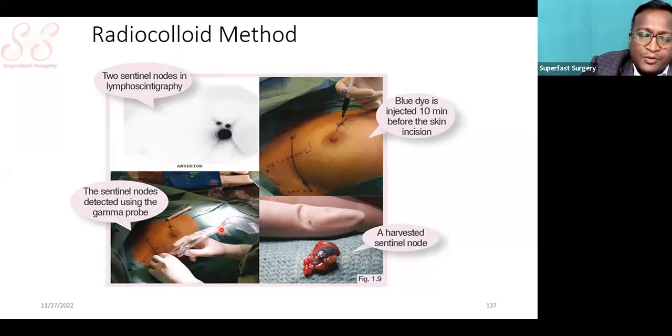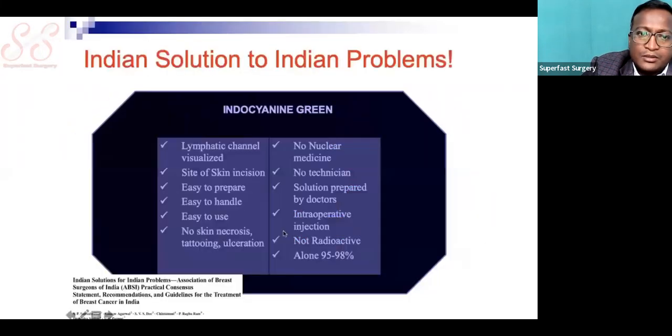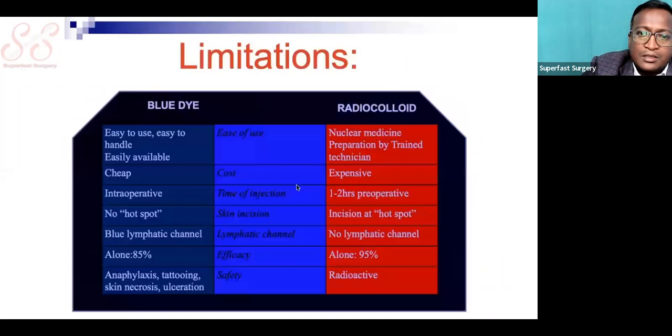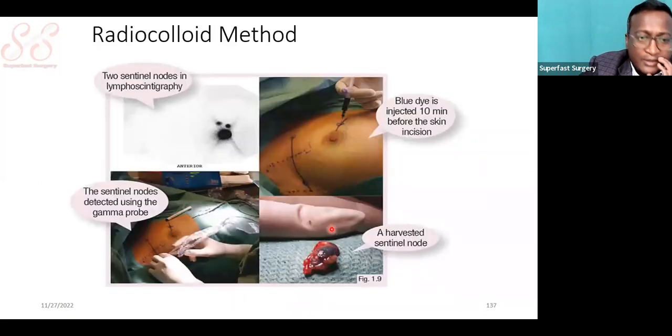So this is the gamma probe. We'll place this gamma probe on the tumor, and on the axillary lymph node, and just compare the background activity. Here is the monitor. I will show you. Here it is, the monitor.